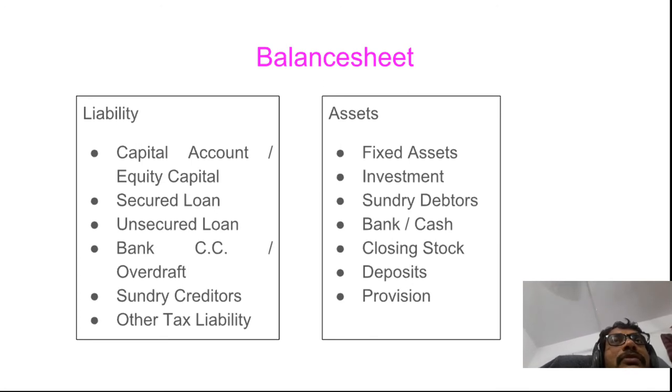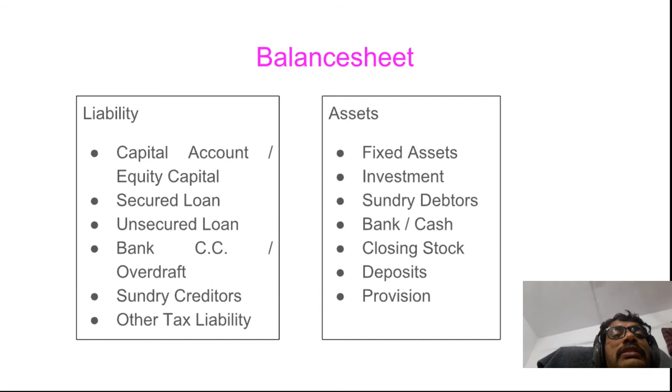Suppose your bank balance is 10,000 and you write a cheque for 11,000 rupees, so it's 1,000 negative cash. Generally the bank will not pass this, but with a bank cash credit and bank overdraft, you can pass it if the facility is available in your bank. So, bank CC account, cash credit accounts, and bank overdraft facilities.